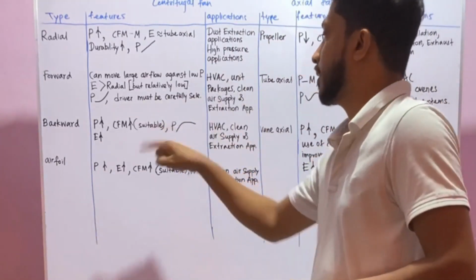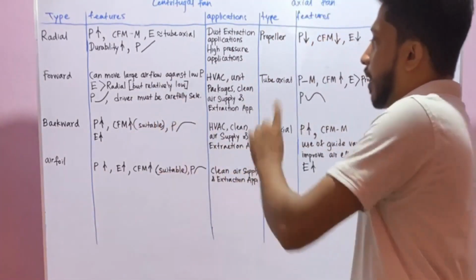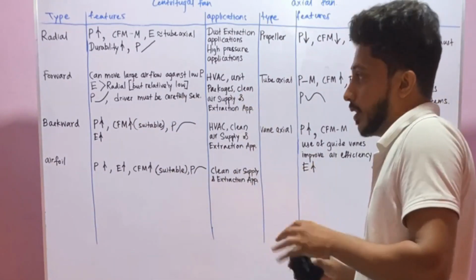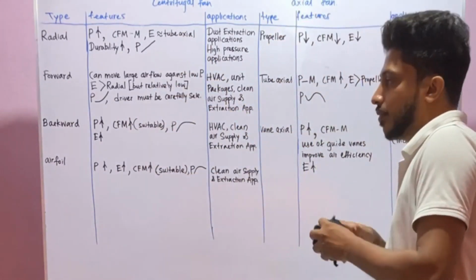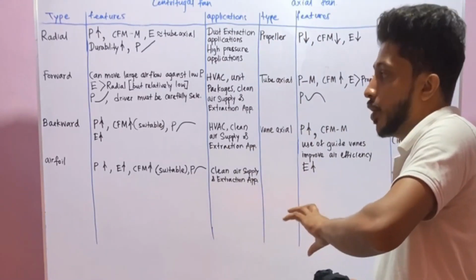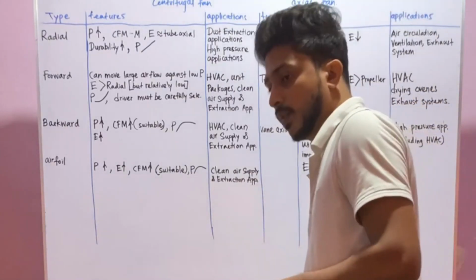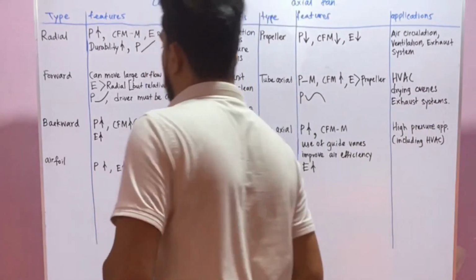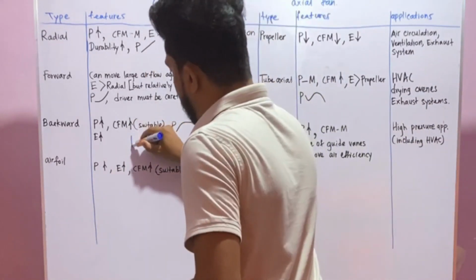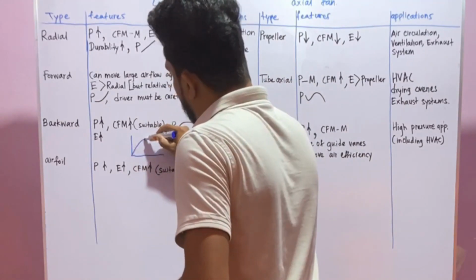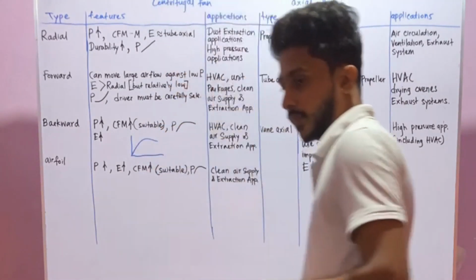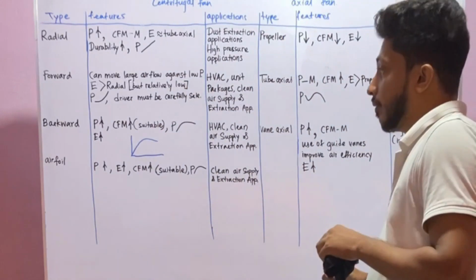Backward curve fan, pressure is high, CFM is high. We learned that if we consider forward curve and backward curve fans, they generally produce lower CFM, that means lower pressure. But why is it higher? How about the power curve? This is the power curve.